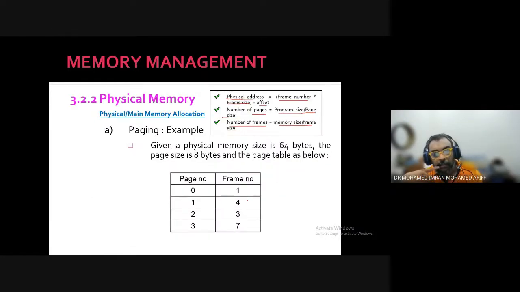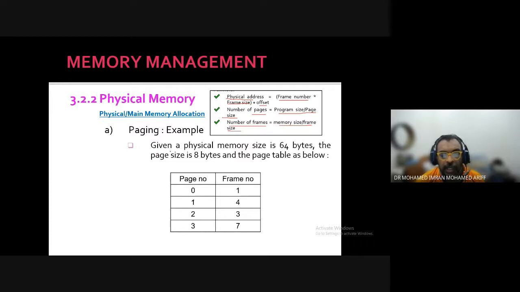Okay, now we have to do this question. So these are the formulas. Physical address equals to frame number multiplied by frame size plus offset. Number of pages equals to program size divided by page size. Number of frames equals to memory size divided by frame size. Okay, all right. So get this in order first.